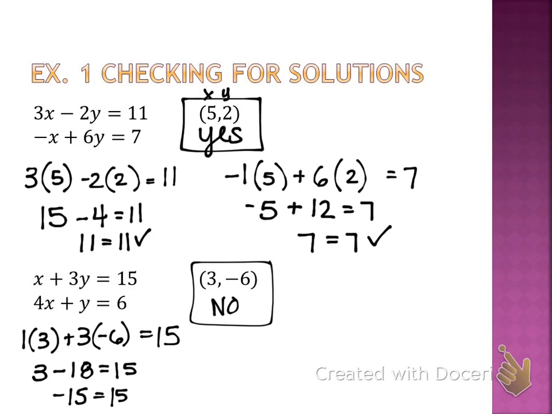Okay, if you were to get yes for the first one, then obviously you do have to plug it into the second one because the second one could be no. It may not always be yes. All right? So that's how we're going to plug in a point and we're going to check it.